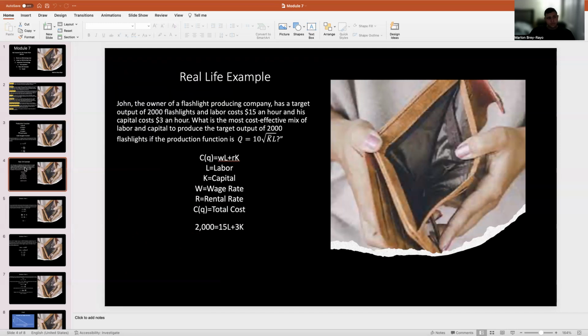Now a real life example would be John, the owner of a flashlight producer company, has a target output of 2,000 flashlights. The labor costs him $15 an hour, and his capital cost is $3 an hour. What is the most cost-effective mix of labor and capital to produce the target output of 2,000 flashlights? So you set up the equation Q equals 10 square root of fixed capital and labor. So C(Q) equals WL plus RK. L equals labor, K equals capital, W equals wage rate, and R equals rental cost. C(Q) equals total cost.